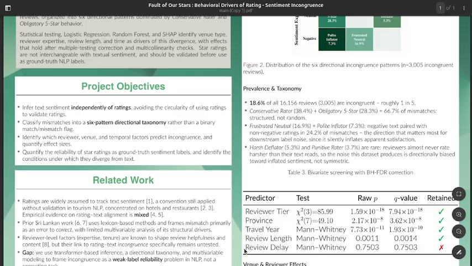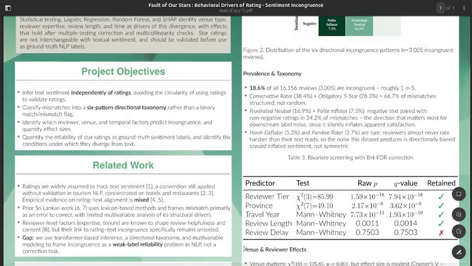Our objectives were, first, to measure how frequently rating and textual sentiment disagree. Second, to identify different types of mismatches rather than treating all mismatches as the same. Third, to investigate whether factors such as venue type, reviewer experience, review length, and time are associated with incongruence. And finally, to understand what these findings mean for using star ratings as sentiment labels in natural language processing.